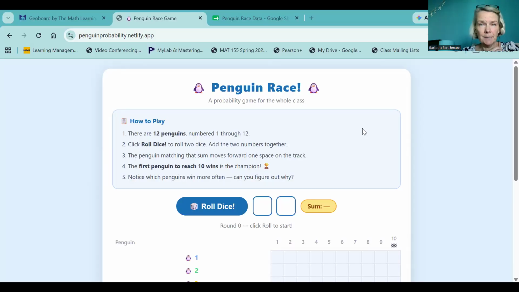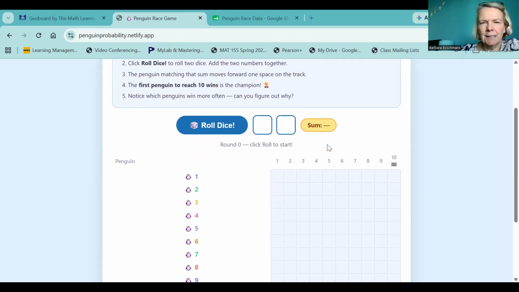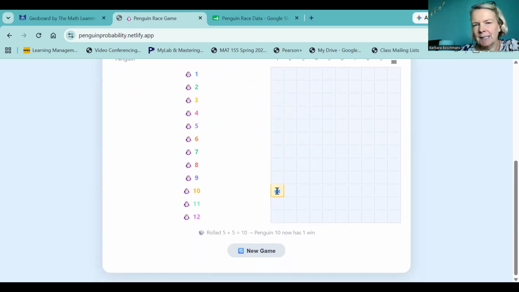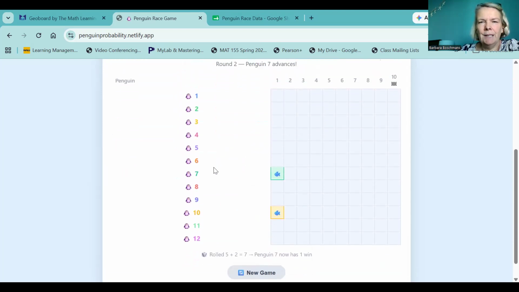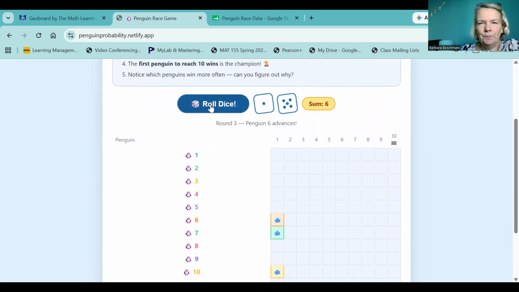Okay, so this is the game, Penguin Race. You have your 12 penguins. We will roll the dice. Here's a sum of 10, and you'll see that puts a little fish next to penguin 10. Roll the dice again, sum of 7, and so forth. And you keep rolling. You'll see all the different penguins win.